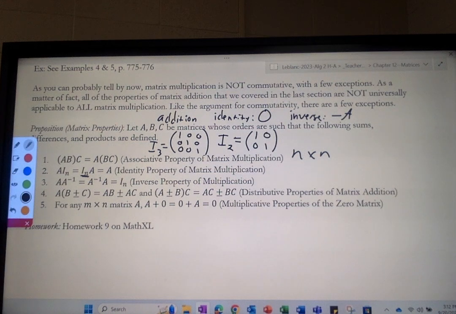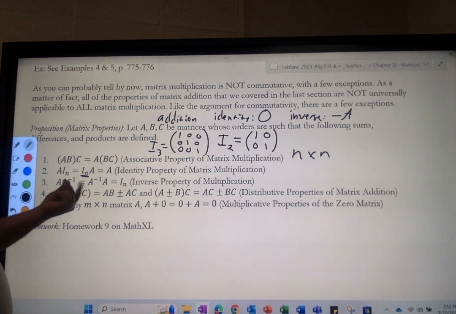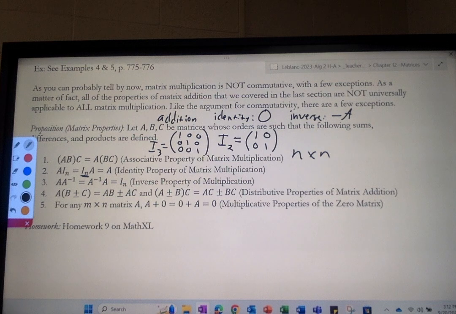And also matrix multiplication does have an inverse. Now we're not going to talk about it in this section, but later on we'll talk about how to find the inverse of a matrix. And again, just like addition, it's the matrix where if I multiply them together, I get the identity. But like I said, we'll talk about inverses at another time.